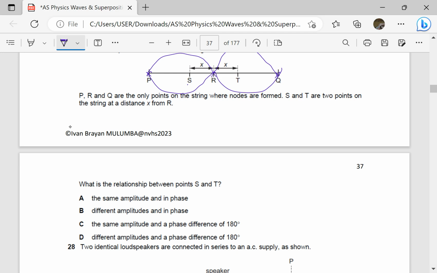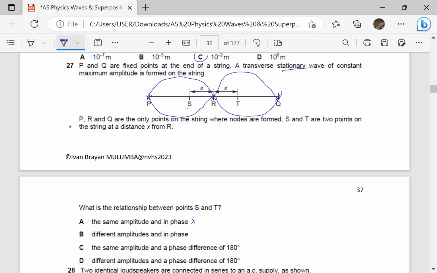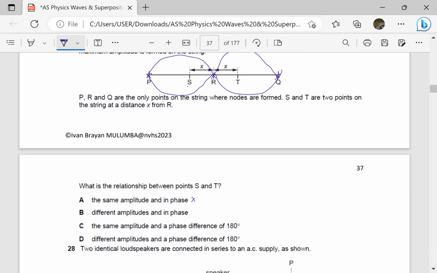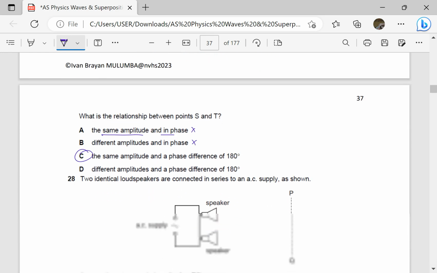The same amplitude and in phase? It may not be the same. Different, actually, the amplitude for S is less than that for T because S is further from equilibrium. Okay, the amplitudes could be very close, but not the same because particles vibrate with different amplitudes. Then, different amplitudes and in phase? They are actually not in phase. The same amplitude and a phase difference of 180, the answer is C. The amplitudes are the same, but they are not in phase.